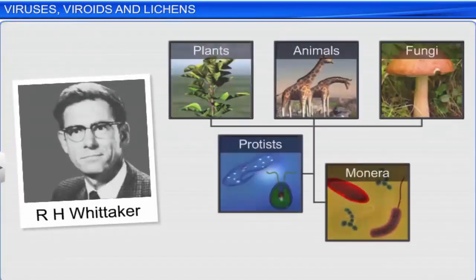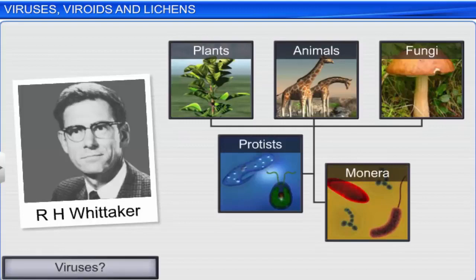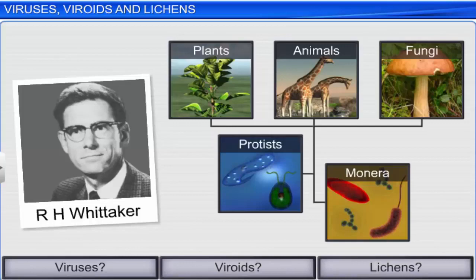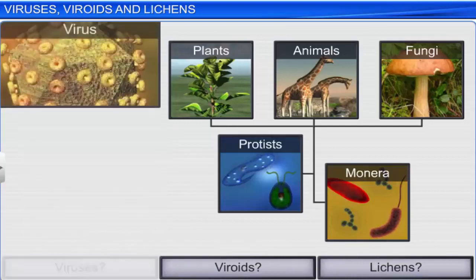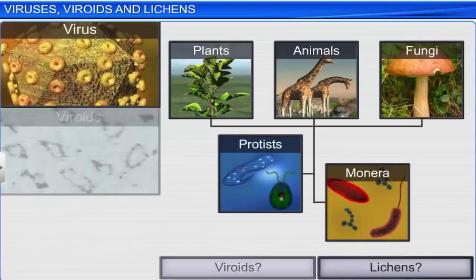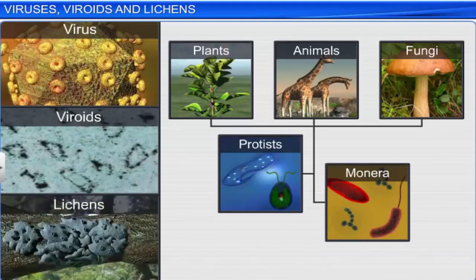R. H. Whittaker's five-kingdom system of classification did not take viruses, viroids and lichens into account. Viruses and viroids are acellular organisms. Since only organisms with cell structures were regarded as living, they were not included in the classification because they were not considered true living beings.